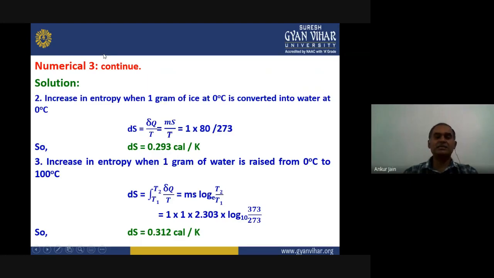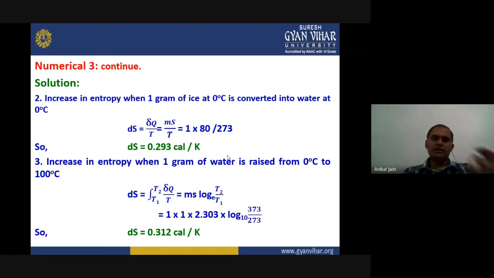So now the second step is when 1 gram of ice at 0 degree converts to water at 0 degree centigrade, and that will be given by ds equals delta Q upon T, and delta Q can be written as m into s upon T. M is already 1 gram, s is given in the question, that is 80, divided by temperature 0 degree centigrade, so it will be 0 plus 273, that is 273. So the entropy change for this step will be ds equals 0.293 calorie per Kelvin, right?